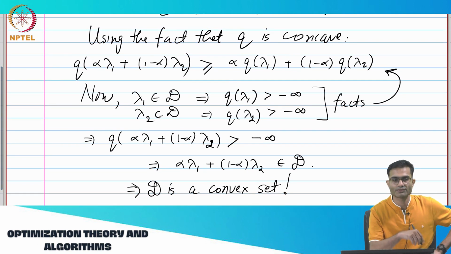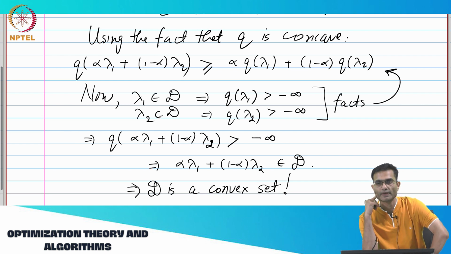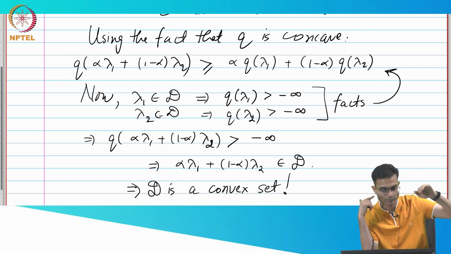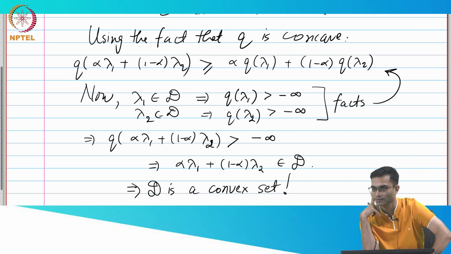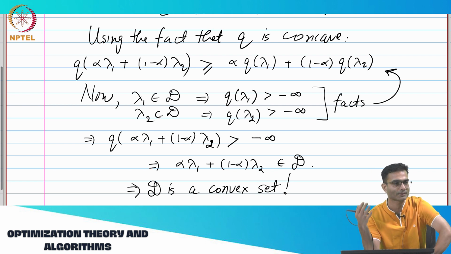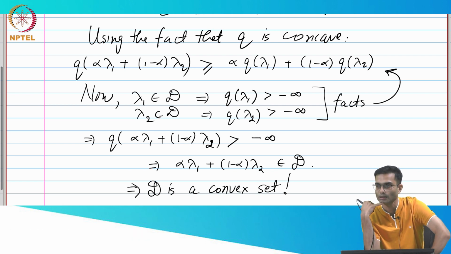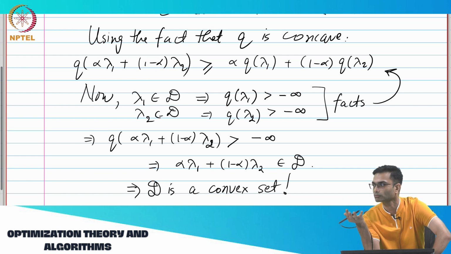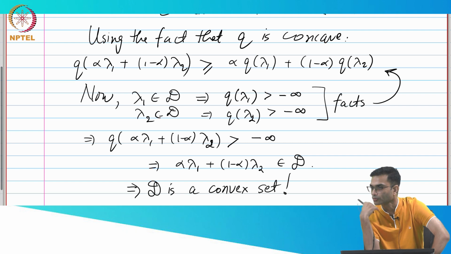So did everyone follow this very simple logic? We use the previous fact that the function is concave. Concave means that the function value is above the convex combination of the function values, and that's it. If lambda 1 is in D, if lambda 2 is in D, then put together this implies that their convex combination also is in D. It means it's a finite number.